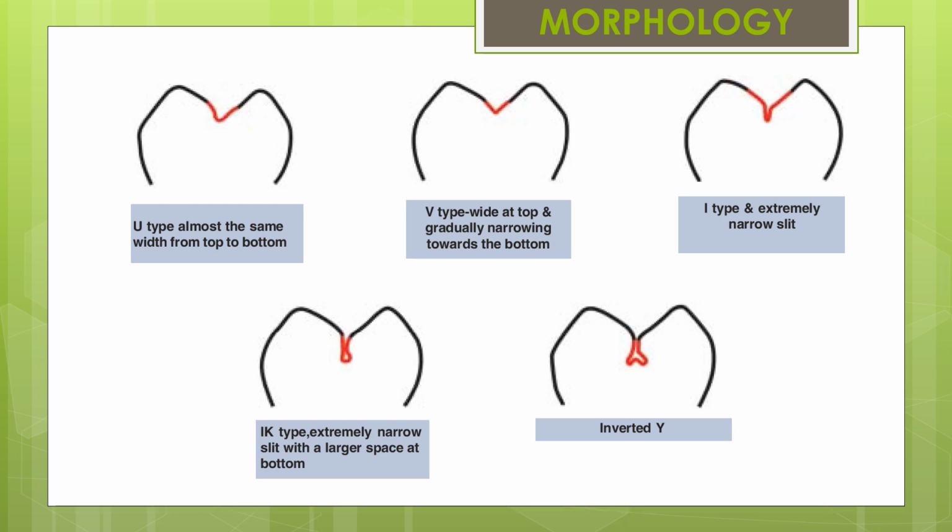The first one is U type, wherein the width is going to be the same from the top to the bottom. In V type, the width is going to be more at the top and it gradually reduces towards the base. And in I type, which is more like a bottleneck, the top portion is going to be extremely narrow as well as the bottom portion. And then we have the K type, wherein it is having a narrow slit at the top and it becomes gradually larger at the bottom. And then we have the inverted Y type, which is taking the shape of the letter Y.